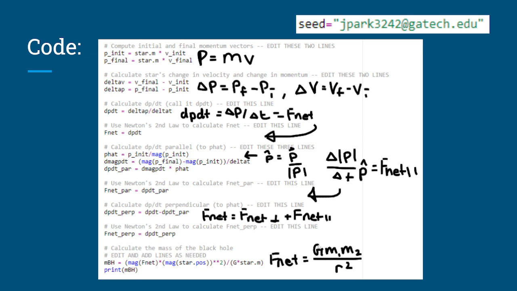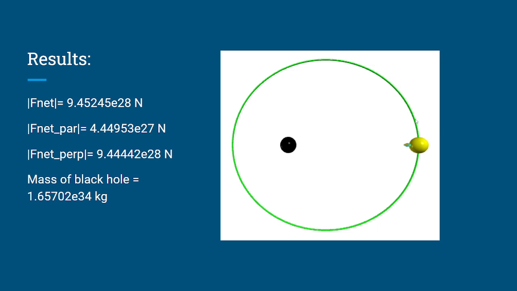Now for the final part, since we know that Fnet is equal to just the gravity equation, we can use algebra to solve for the mass of the black hole. And my seed was my email. After doing that, you can see the results where Fnet is equal to 9.45 e28, the parallel was 4.44 e27, and the perpendicular force was 9.44 e28. And in conclusion, the mass of the black hole was 1.65 e34.